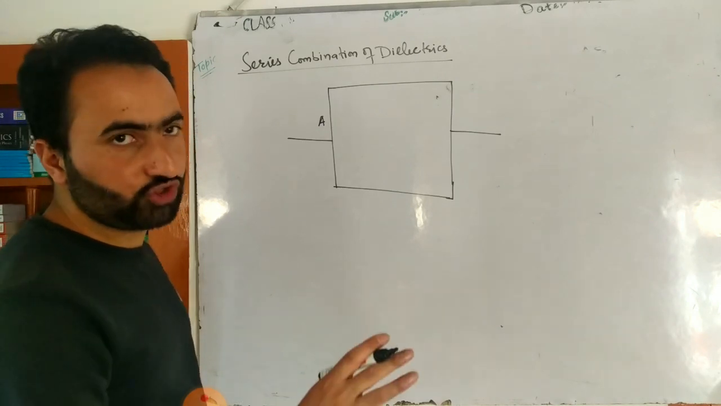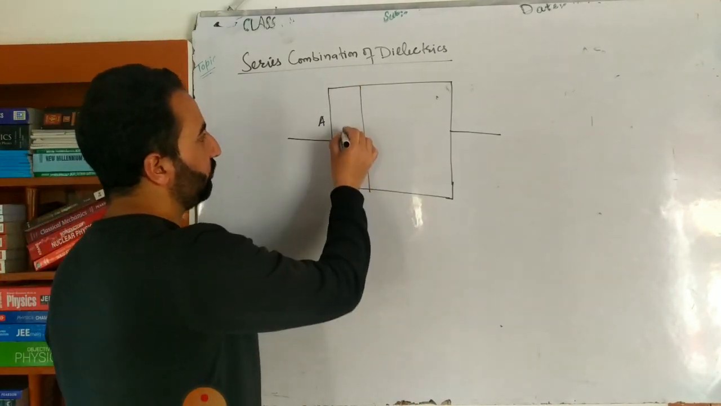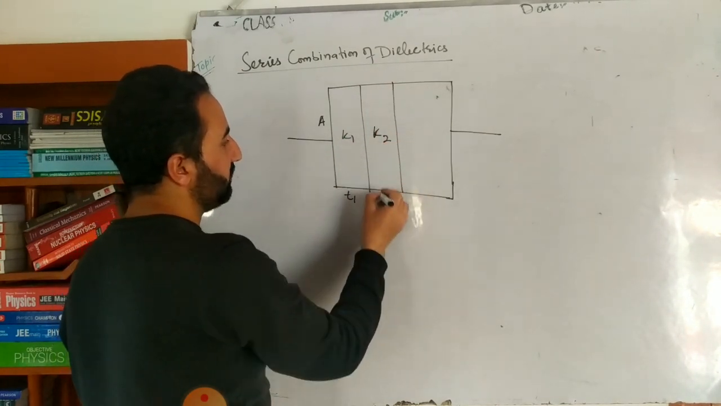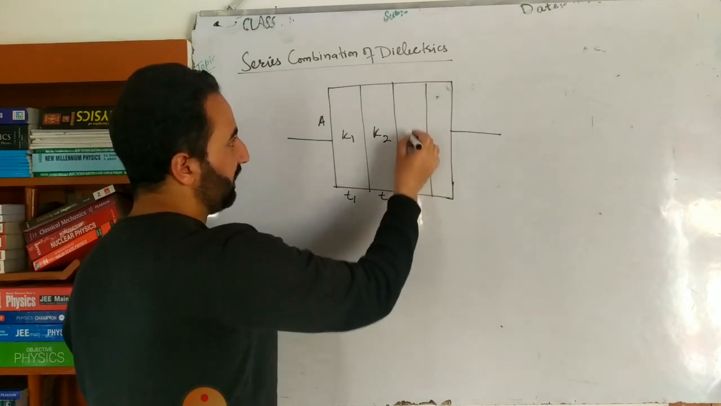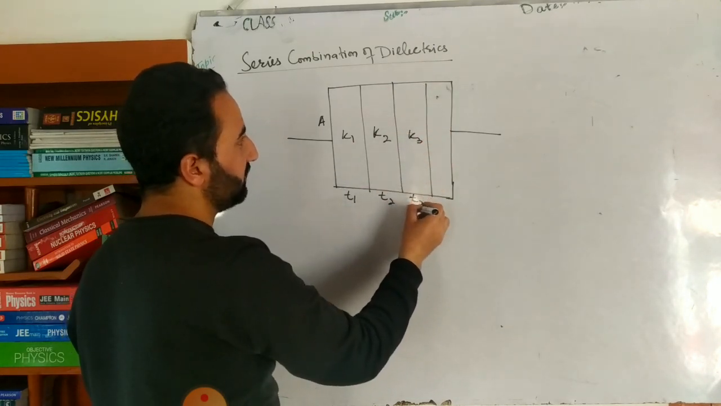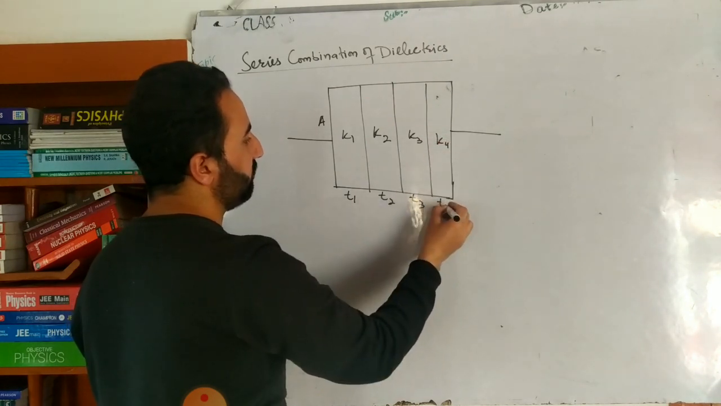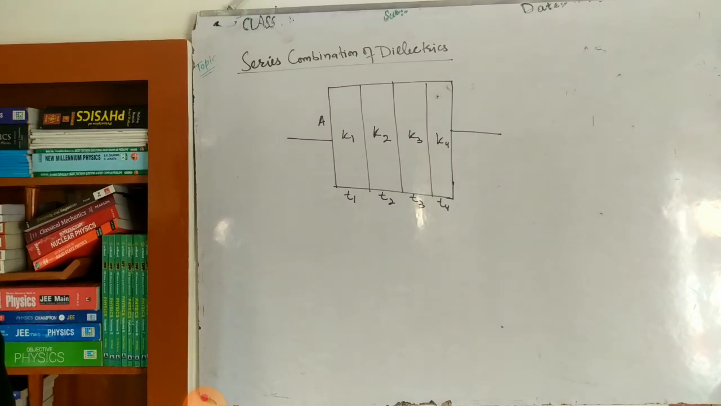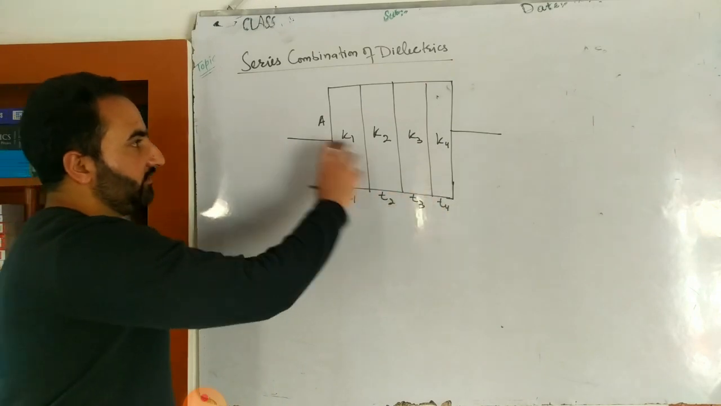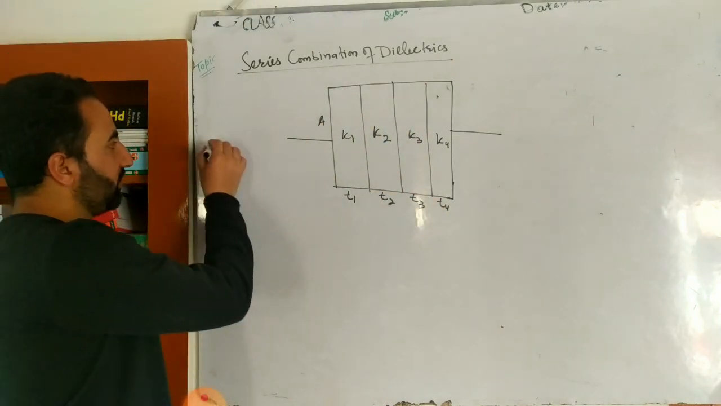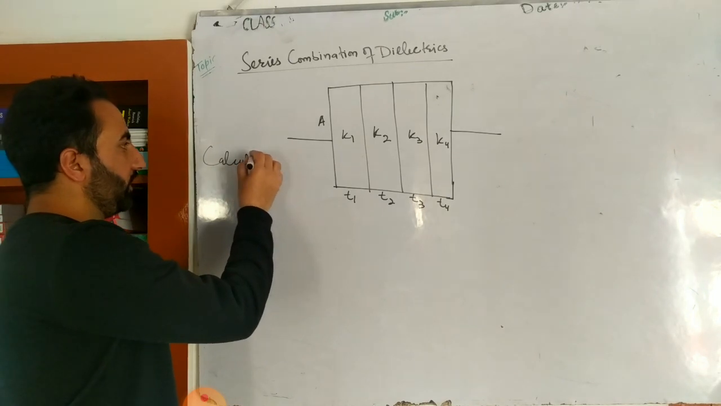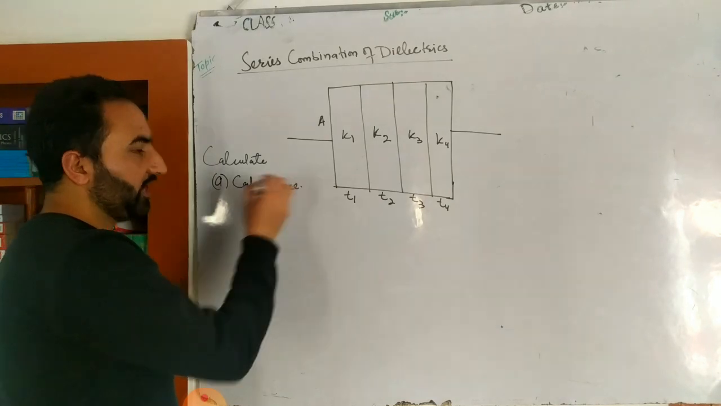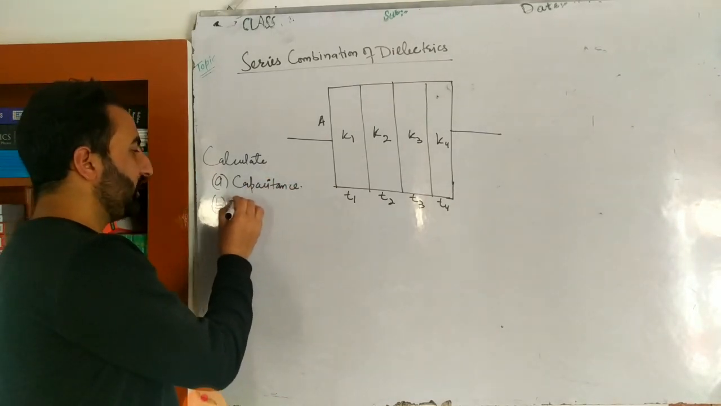But this dielectric is not constant throughout. It is like this. Here is one slab whose dielectric constant is K1 and thickness is T1. Another slab has dielectric constant K2 and thickness T2. Another slab has dielectric constant K3 and thickness T3. And this one has dielectric constant K4 and thickness T4. This is called a series combination. So T1, T2, T3, T4 are the thicknesses and K1 to K4 are the dielectric constants. Now the question is: (A) calculate the capacitance of the capacitor, and (B) calculate the equivalent dielectric constant.